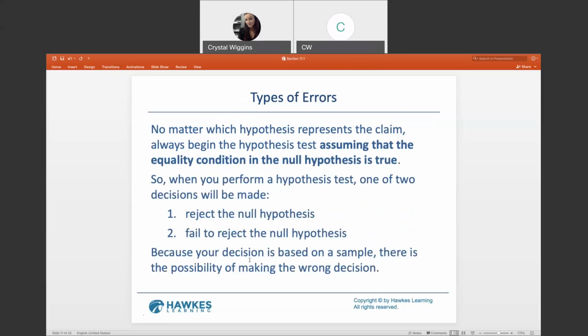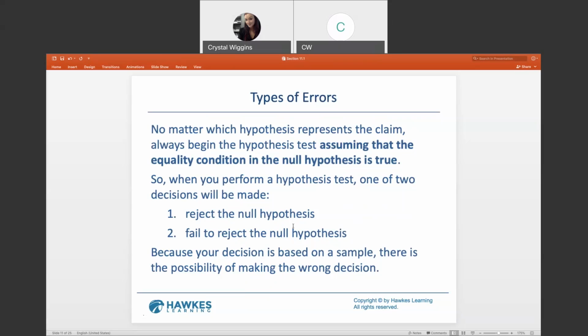Now, another thing that we need to keep in mind is the types of errors. So no matter which hypothesis represents the claim, always begin the hypothesis test assuming that the equality condition in the null hypothesis is true. So when you perform a hypothesis test, one of two decisions will be made. We either reject the null hypothesis or we fail to reject the null hypothesis. And again, these concluding statements are the conclusion for the test.